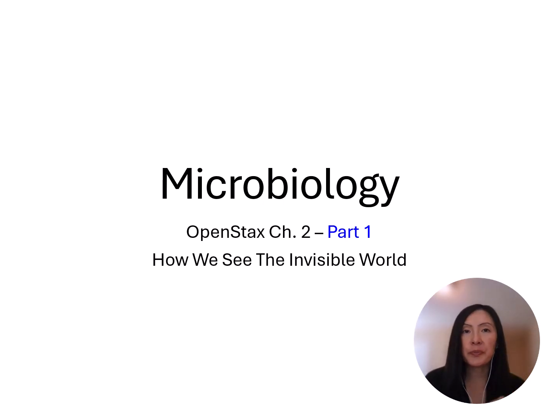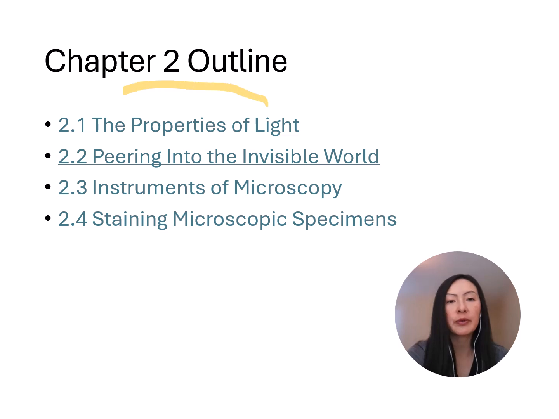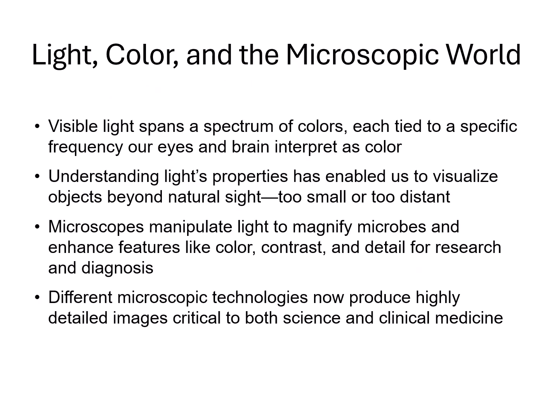Welcome to Chapter 2. Chapter 2 is divided into 4 sections. In this video, we're going to focus on the first one, the properties of light. Visible light spans a spectrum of colors. Think of a rainbow. We've got red, orange, yellow, green, etc.